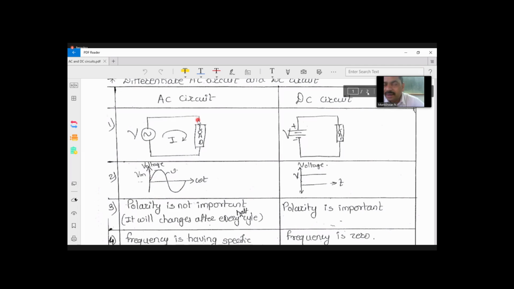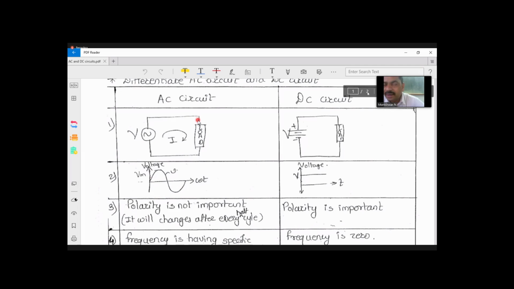The next important difference is that frequency has a specific value. So what is the meaning of frequency? Frequency means the time required to complete one cycle, that is, within 1 second or within 1 minute how many cycles are completed. From that we are able to calculate the frequency of the waveform.